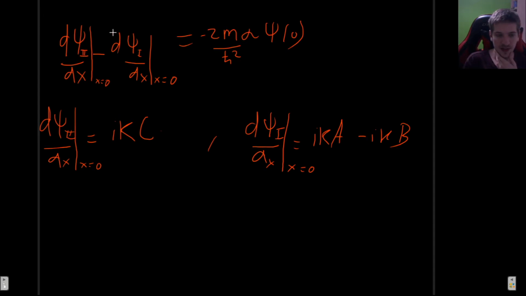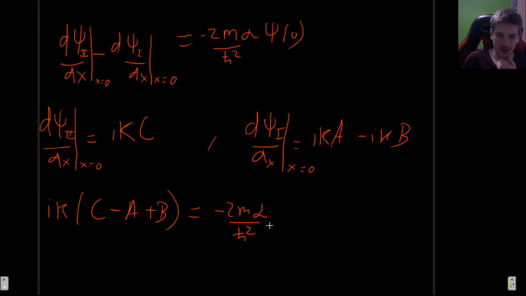So when we now take this minus sign and subtract them, we can factor out the ik. So we get ik times c minus a plus b, and this has to be equal to minus 2m alpha over h bar squared, times psi of 0. So let's just write it as A plus B. Okay, so now we are actually quite close. We can now just begin solving this.